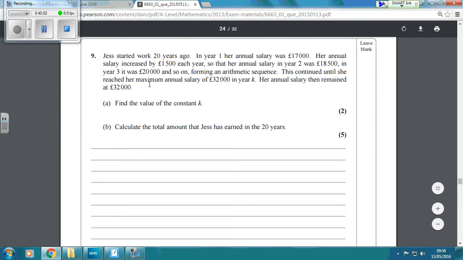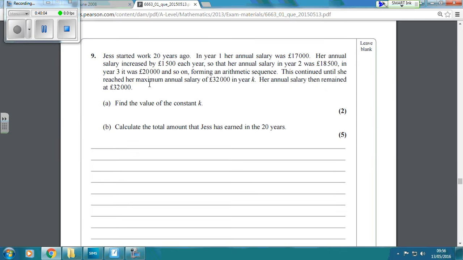Right, now again, people don't like these questions because they're wordy. So in order to combat that, what I tend to do is just write down the basic pieces of information so that we just work with that. Jess worked 20 years ago; in her first year, her annual salary was 17,000. So I'd immediately write down that a equals 17,000. Her annual salary increased by £1,500 per year. So d equals 1,500.